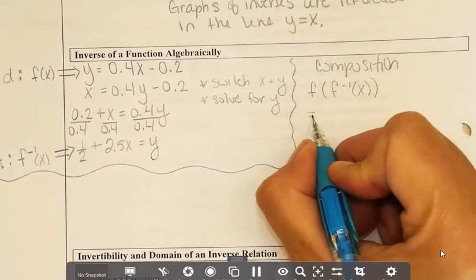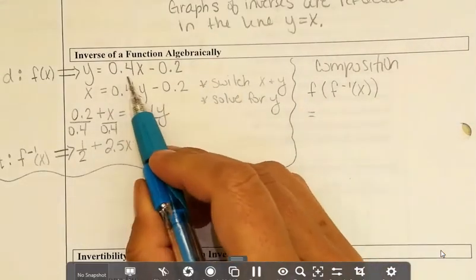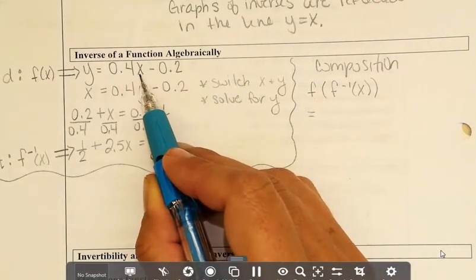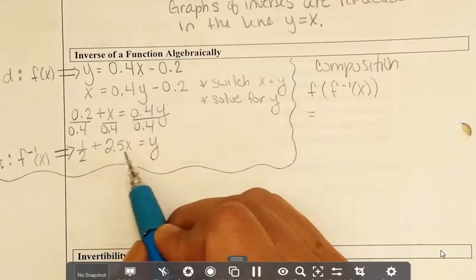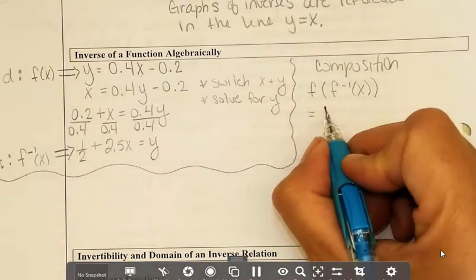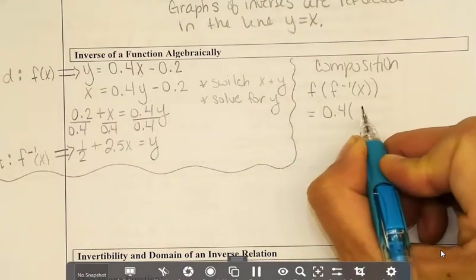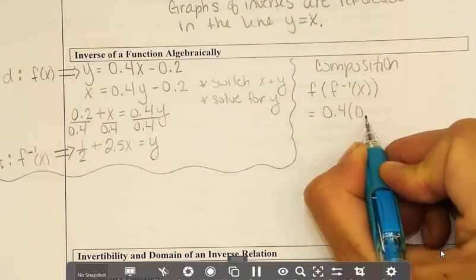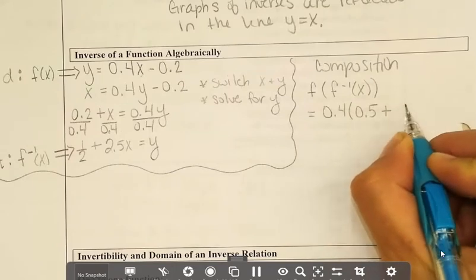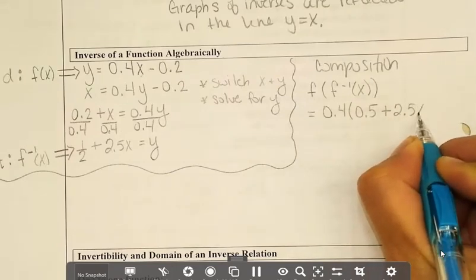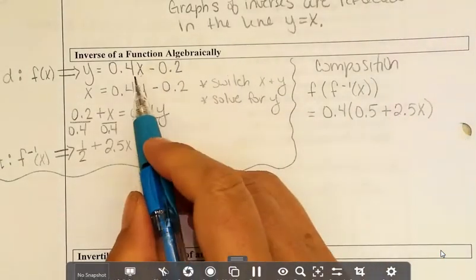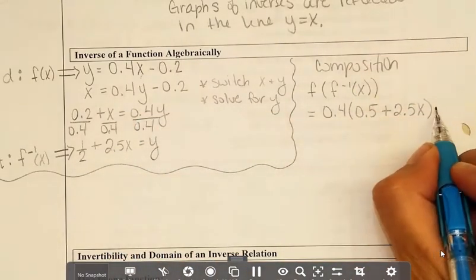Well, let's see. My f function is this. Anywhere I see an x, I'm going to plug in my inverse. I could do 0.5 for 1/2. So I just plug that in for x, and now from that I'm going to subtract 0.2.